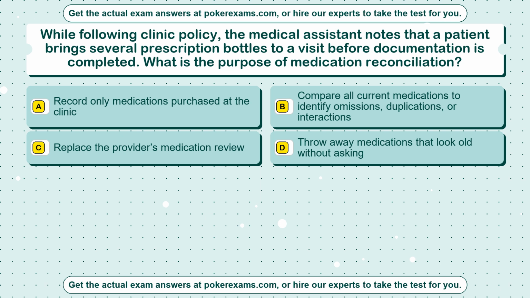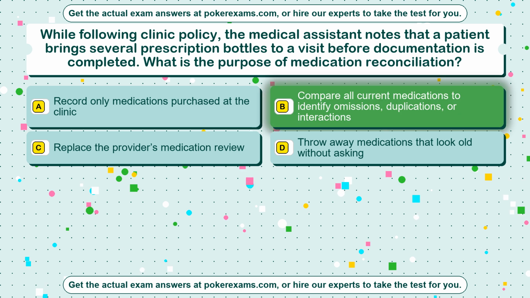Question 5. While following clinic policy, the medical assistant notes that a patient brings several prescription bottles to a visit before documentation is completed. What is the purpose of medication reconciliation? Option A. Record only medications purchased at the clinic. Option B. Compare all current medications to identify omissions, duplications, or interactions. Option C. Replace the provider's medication review. Option D. Throw away medications that look old without asking.